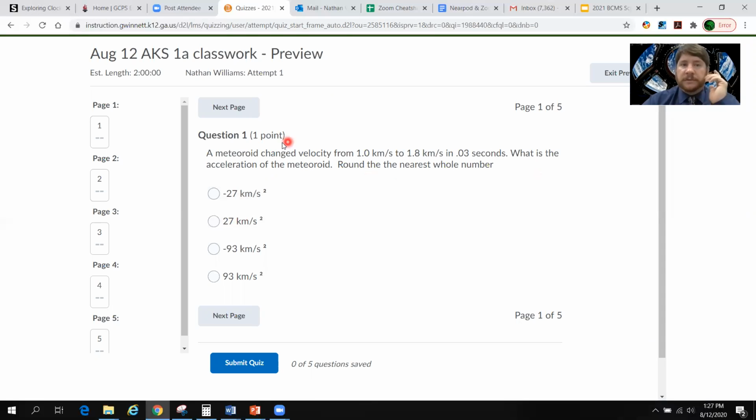Well, it says a meteoroid changed velocity, and it says what is the acceleration. So it tells us to find the acceleration. And on top of that, it says change velocity. Changing velocity means acceleration. So it should be abundantly clear that we want to solve for acceleration. So I'm going to put another little drawing field back up here, or try to.